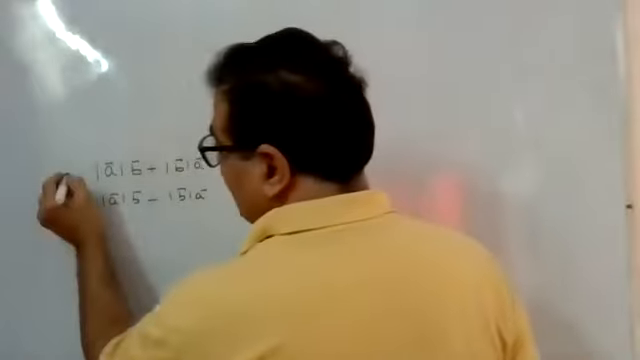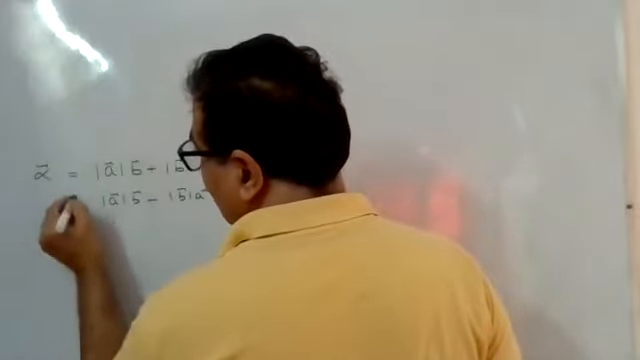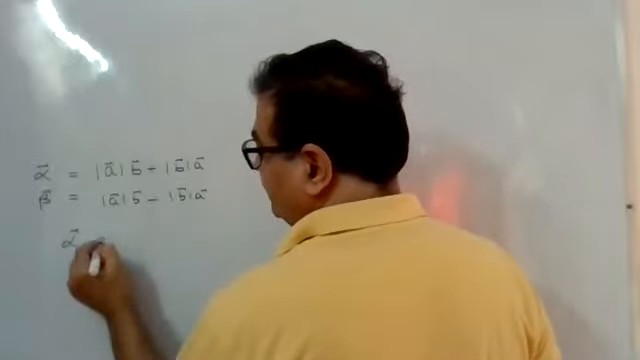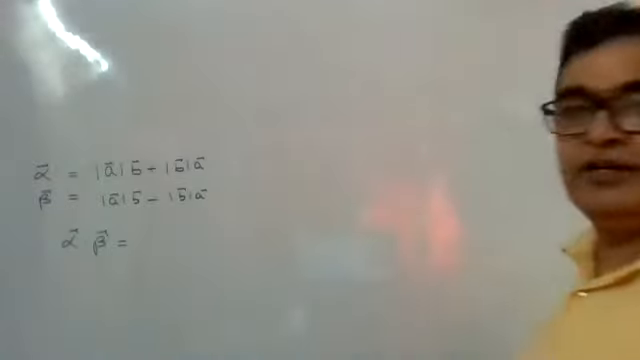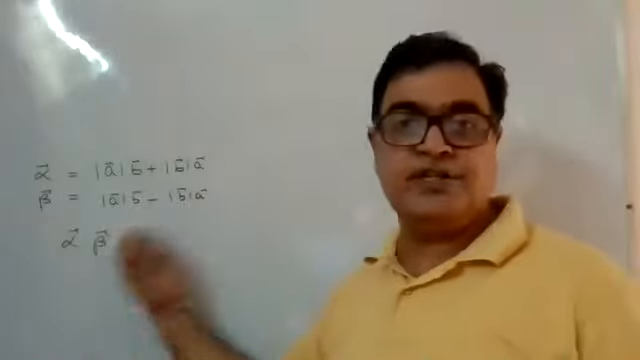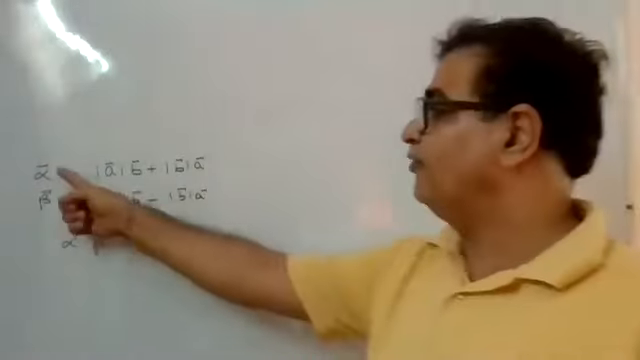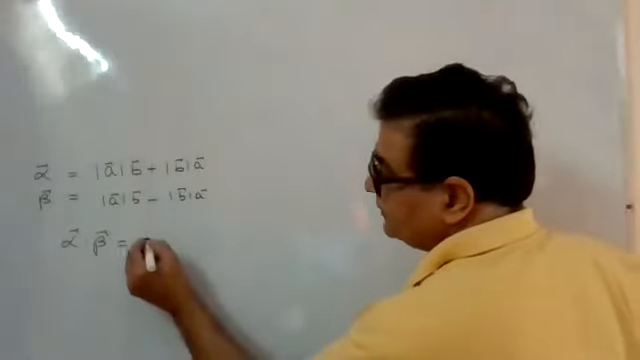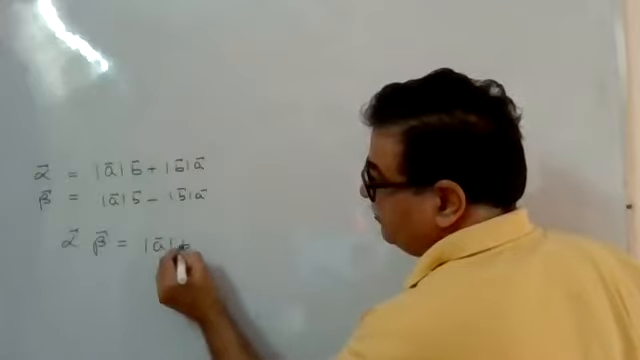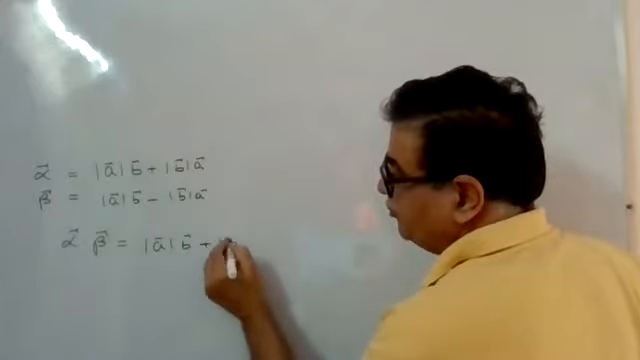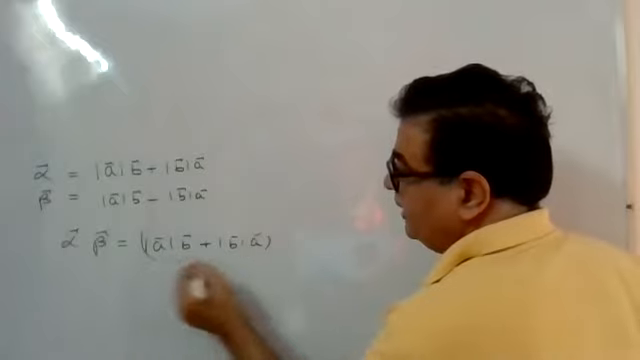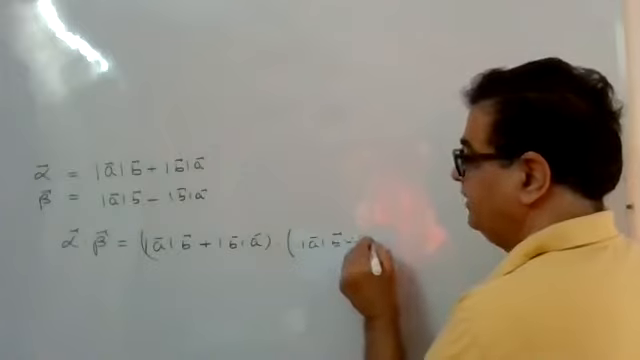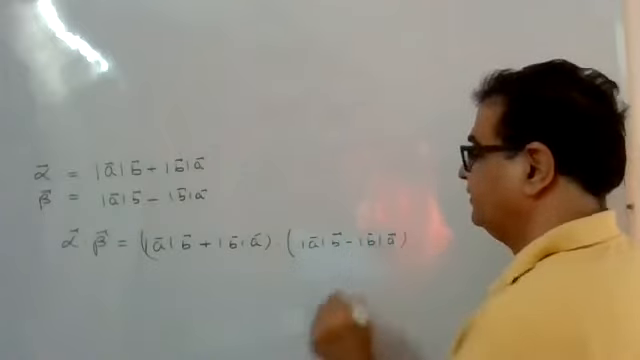So if we take this as vector alpha and this as vector beta, I should find out what is alpha dot beta. You will calculate this, and if this quantity comes out to be 0, that means we will say yes, alpha and beta are perpendicular. Okay, so what we do in this case: it will be magnitude of A times vector B plus magnitude of B times vector A, dot, magnitude A times vector B minus magnitude B times vector A.